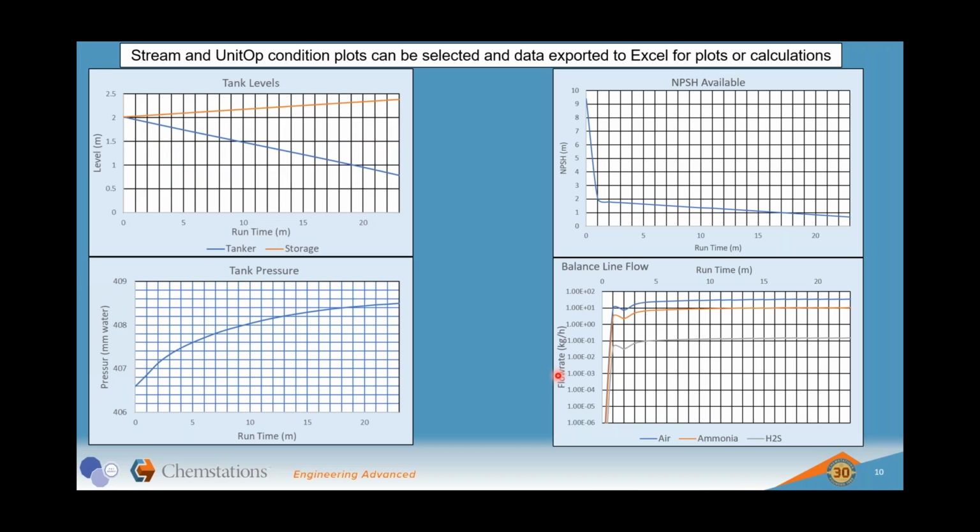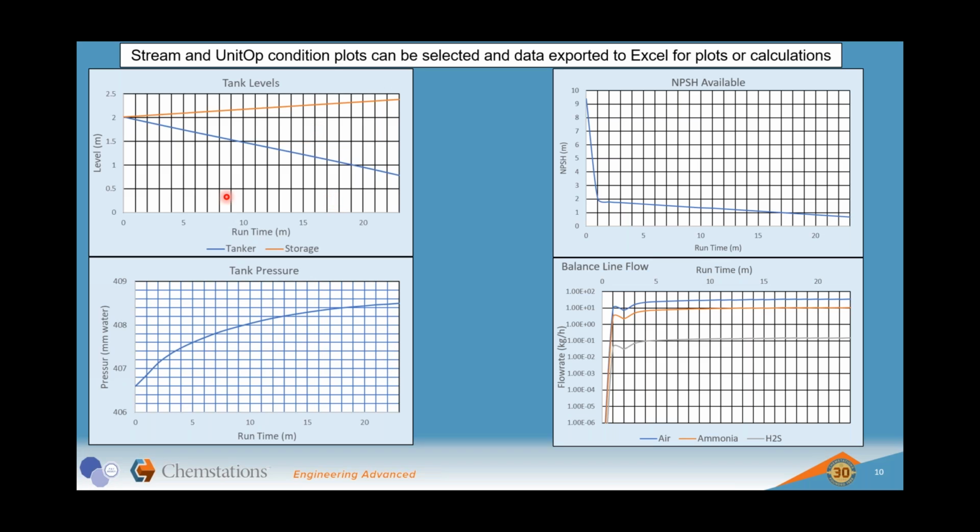Now we get the results. All these graphs that you saw have been exported to Excel. So in Excel we can combine graphs. If we're looking at power consumption on a facility, we can bring all the power values in from pumps and agitators and summarize power.